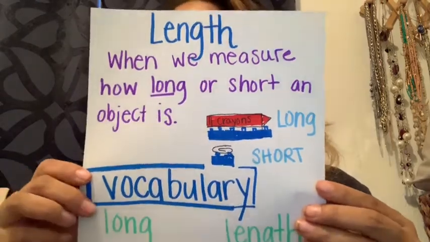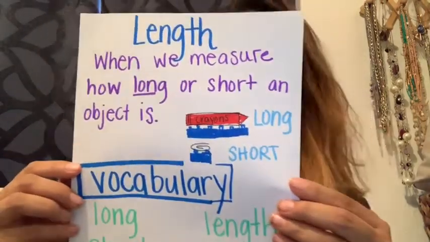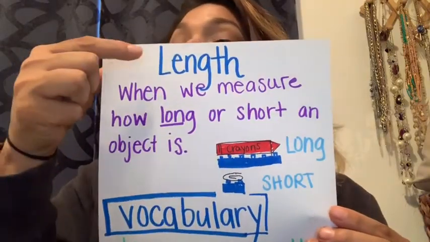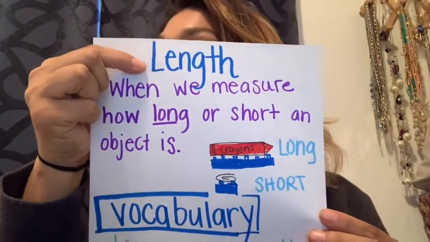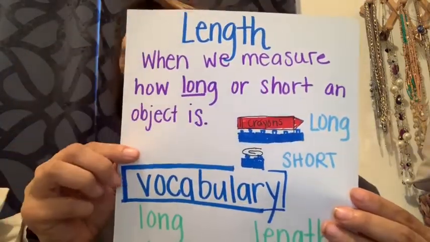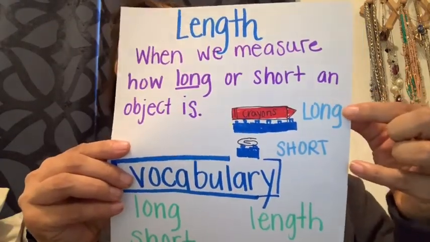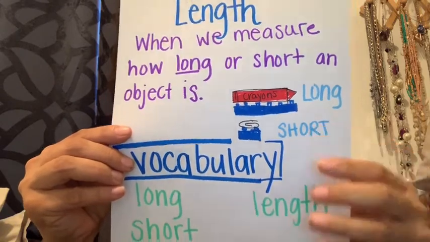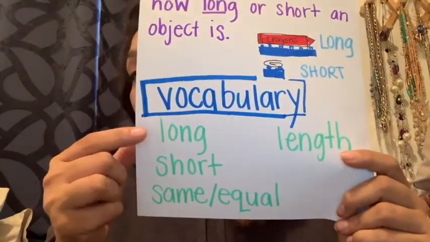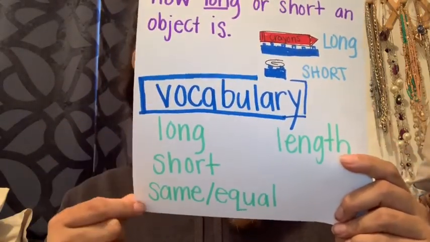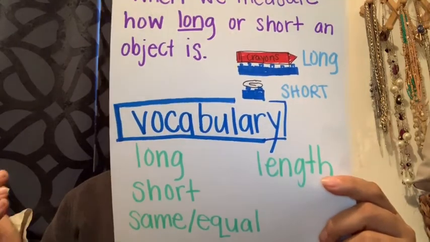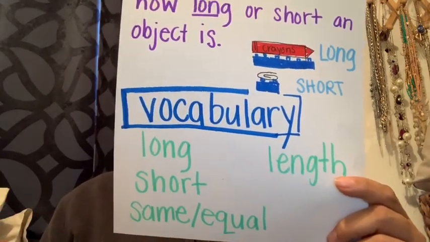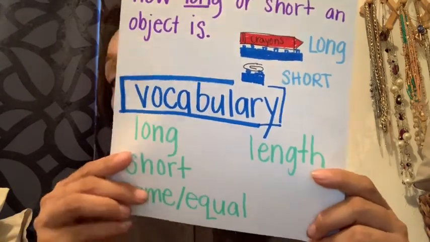And some of the keywords that you're going to use when you're talking about how long or short something is: first of all, that you're measuring length. So that is a key mathematician word. Another word you should look for is the word long and short. So here's some other vocabulary. So there's long and short again. But you can say that some things are either the same length or equal length. Same and equal are synonymous, or they mean the same thing.